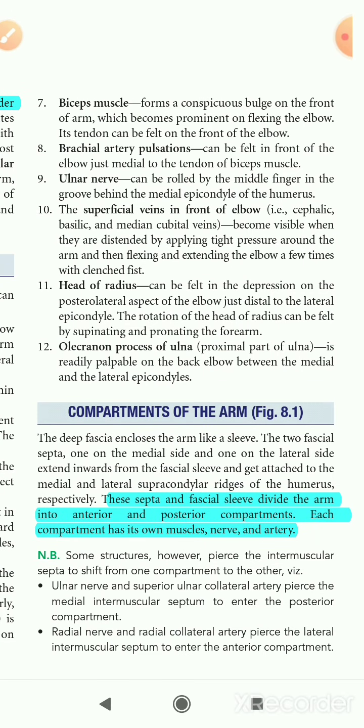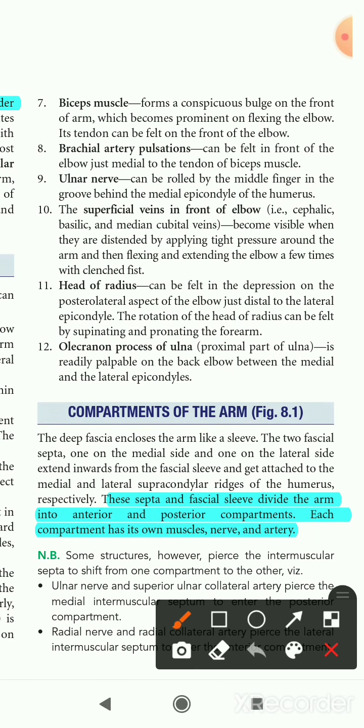So you can see these septa, that means the medial and lateral intermuscular septa, and the fascial sleeve, that means the brachial fascia. It divides the arm into anterior and posterior compartments. Then each compartment has its own muscles, nerve and blood supply.